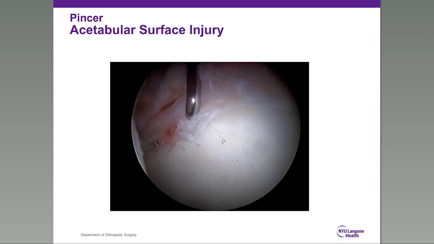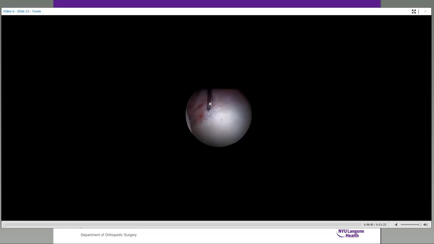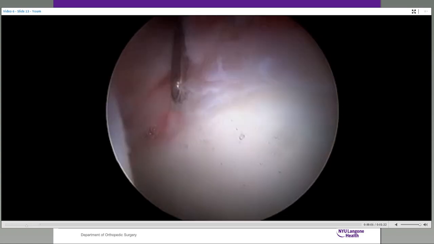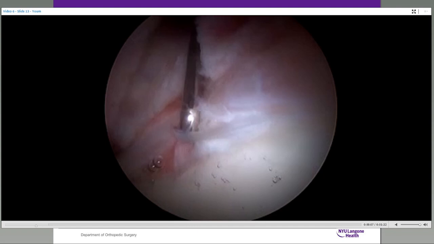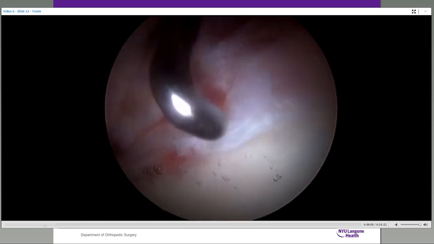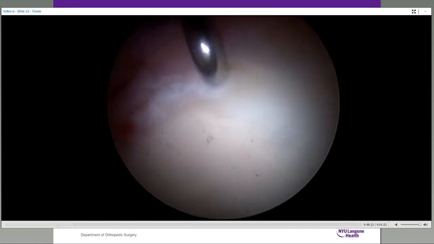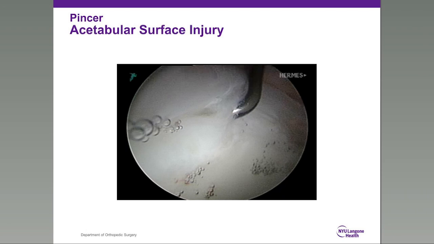This is an example of a pincer impingement. You don't quite have the same sort of cartilage delamination, but you can see erythema and crushing of the labrum. And that can also lead to some cartilage delamination.